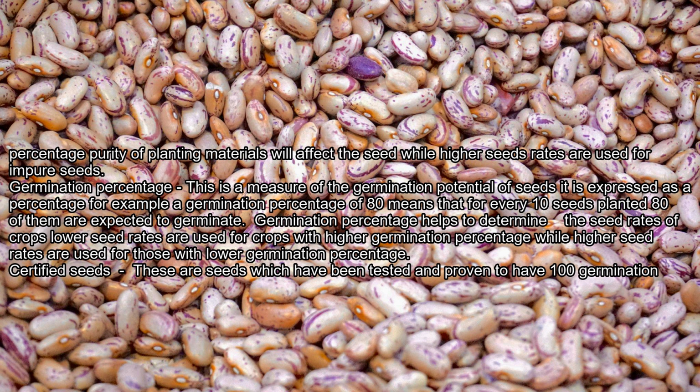Germination percentage. This is a measure of the germination potential of seeds. It is expressed as a percentage. For example, a germination percentage of 80 means that for every 100 seeds planted, 80 of them are expected to germinate. Germination percentage helps to determine the seed rate. Lower seed rates are used for crops with higher germination percentage, while higher seed rates are used for those with lower germination percentage.